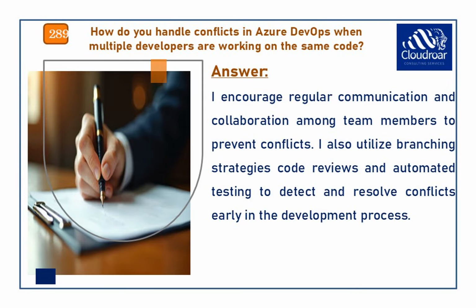Question 289. How do you handle conflicts in Azure DevOps when multiple developers are working on the same code? I encourage regular communication and collaboration among team members to prevent conflicts. I also utilize branching strategies, code reviews, and automated testing to detect and resolve conflicts early in the development process.